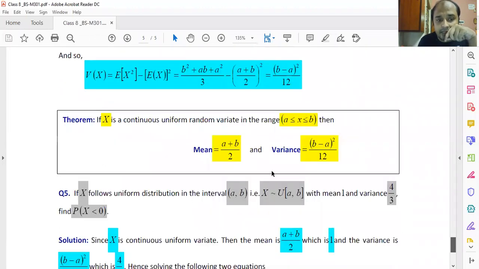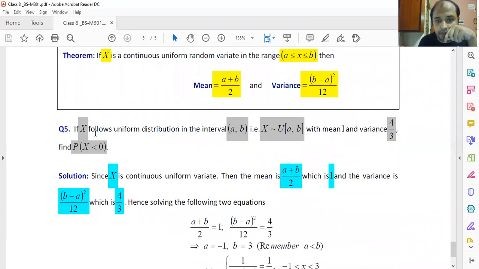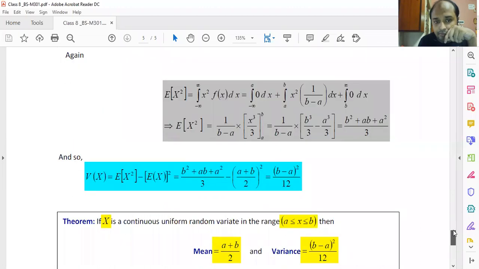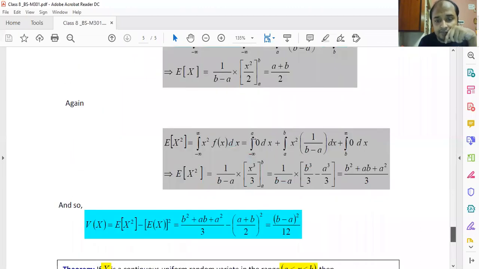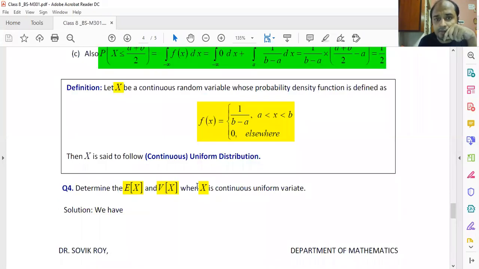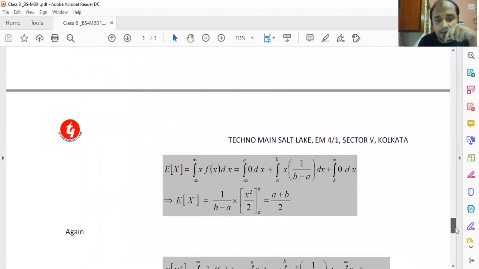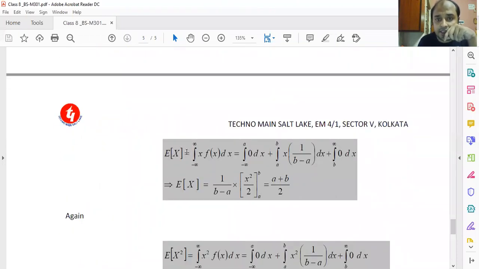Here I have given you a problem. Let me discuss the problem very quickly first of all. Before that, let me calculate, if this is the functional form, what will be the expectation and the variance of the random variable if capital X is a continuous random variable of uniform nature.